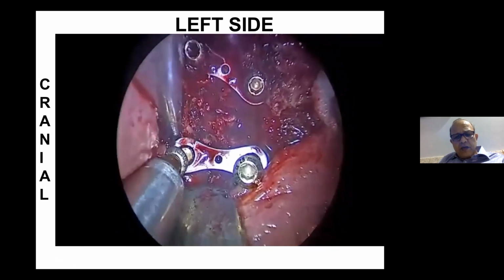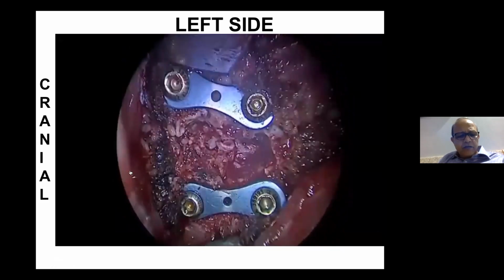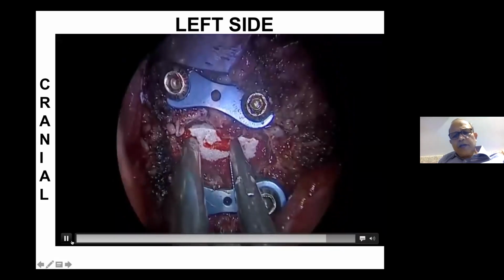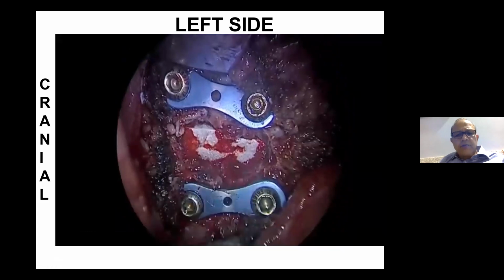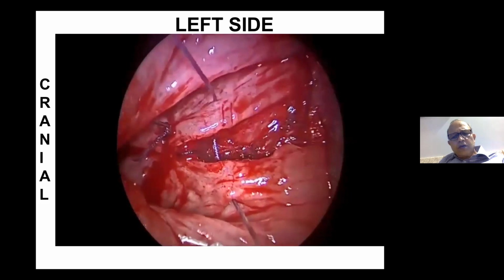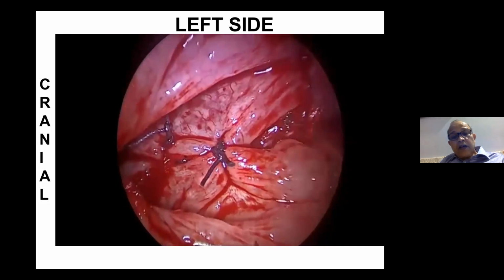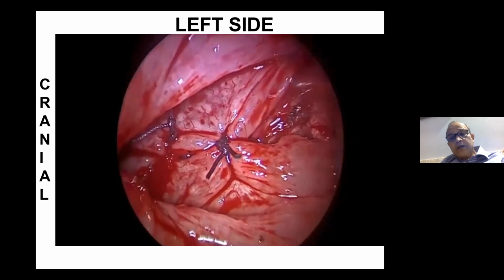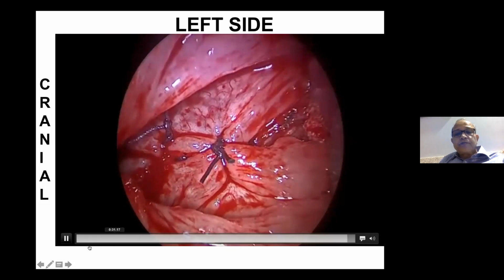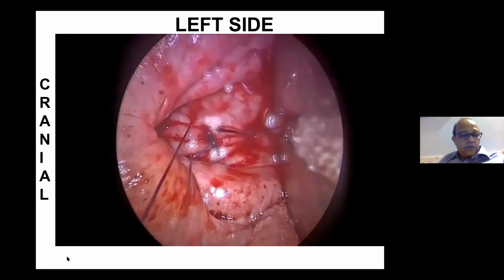And we keep the betadine for about 10 minutes, hoping that possibly this will prevent infection, because that is the only fear. After that, you close the posterior pharyngeal wall very nicely in 2 layers. So good closure is important.